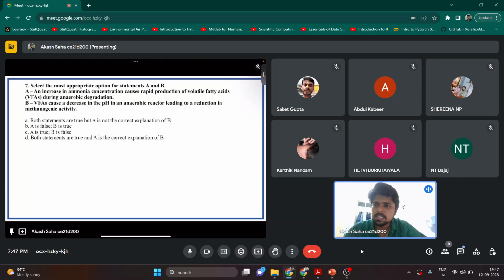Okay, so the next question says: an increase in ammonia concentration causes rapid production of volatile fatty acids during anaerobic degradation. These VFAs cause a decrease in pH in the anaerobic reactor, leading to reduction in the methanogenic activity. So there are two statements, A and B. We have to tell whether both are true and whether one is the explanation of the other, or one of them is false. So which is the correct option? A, B, C, D.